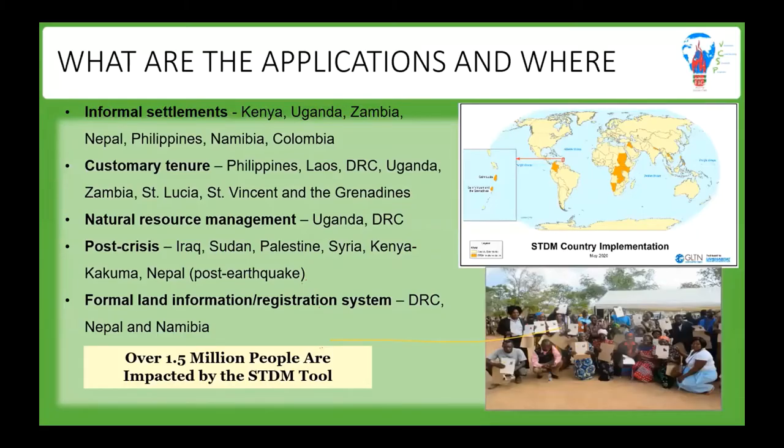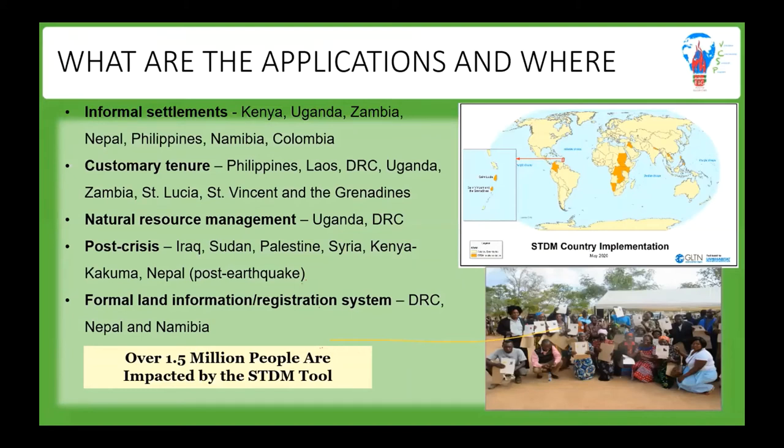So just to mention a couple of case studies where STDM is being used. We have cases of informal settlement in Kenya, Uganda, Zambia, Nepal, Philippines, and I'm sure this has been mentioned by the young surveyors already. We have customary tenure cases in Philippines, Laos, DRC, Uganda, Zambia, and Central Caribbean. Then in the case of natural resource management, you have Uganda and DRC, and in post-crisis settings, Iraq, Sudan, Palestine, Syria, Kenya, and Nepal.